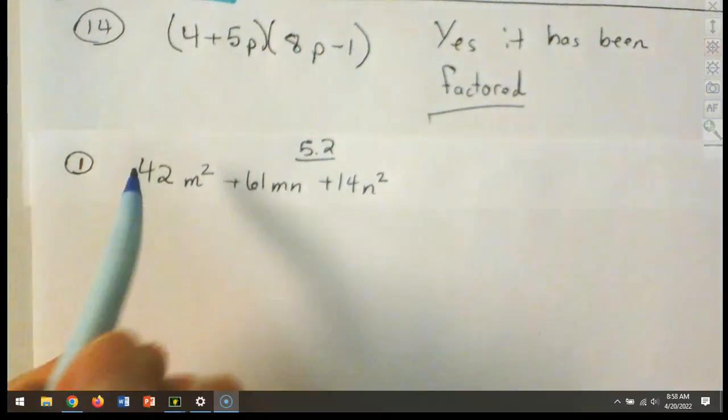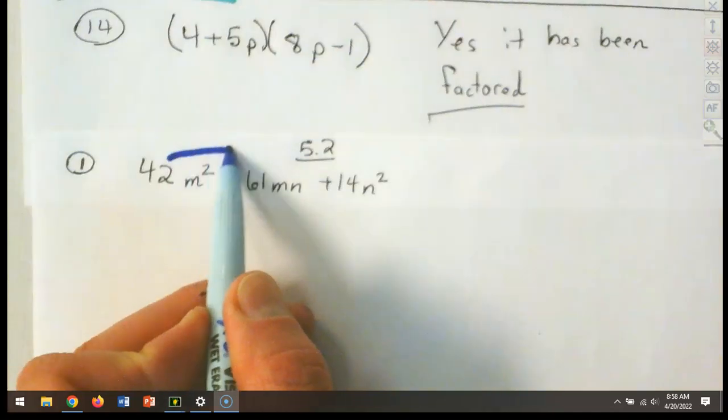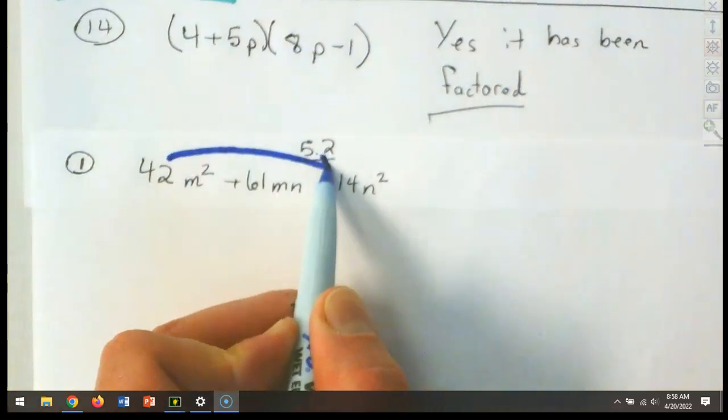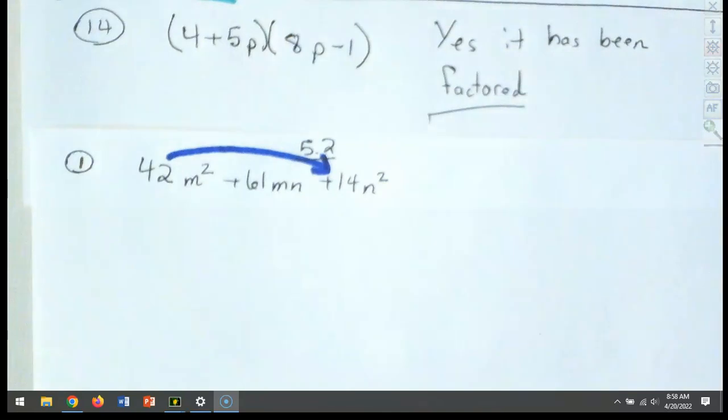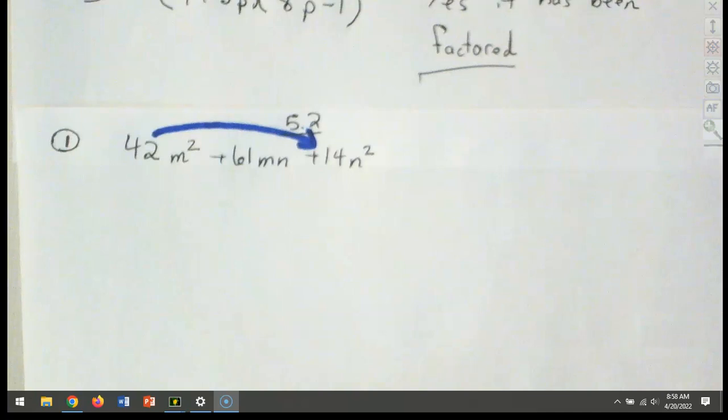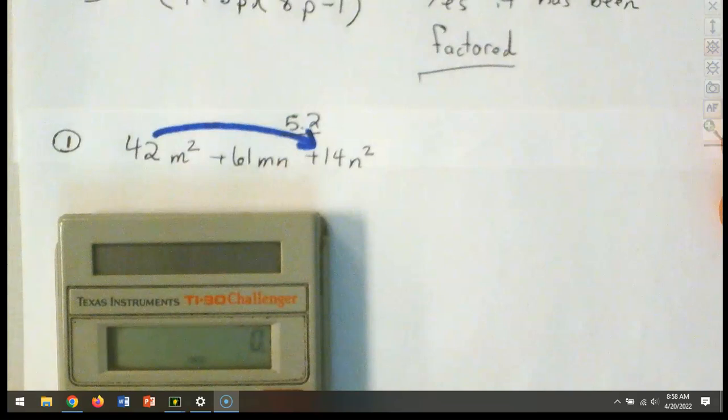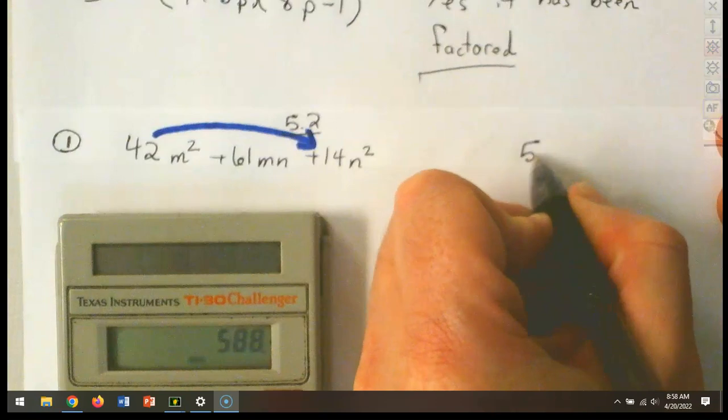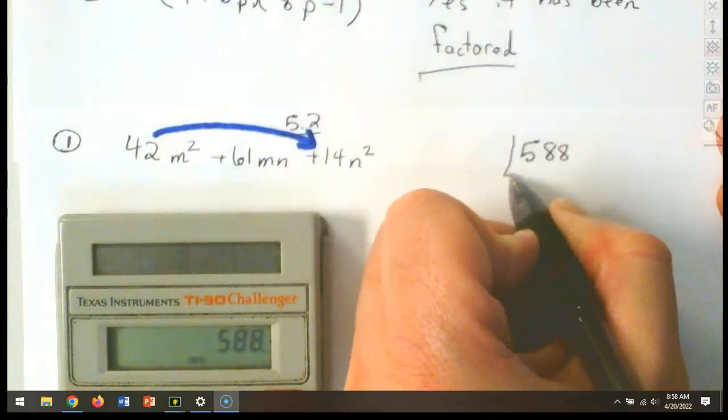What's our next step? Well, how many terms do we have? 3. Okay, so what do we do when we have 3 terms? We're going to take the first times the last, and we're going to try and split that middle up. So, 3 terms, first times the last, and split the middle. Well, 42 times 14. The number will be pretty large, but that's okay. That's 588. So we put that over here.